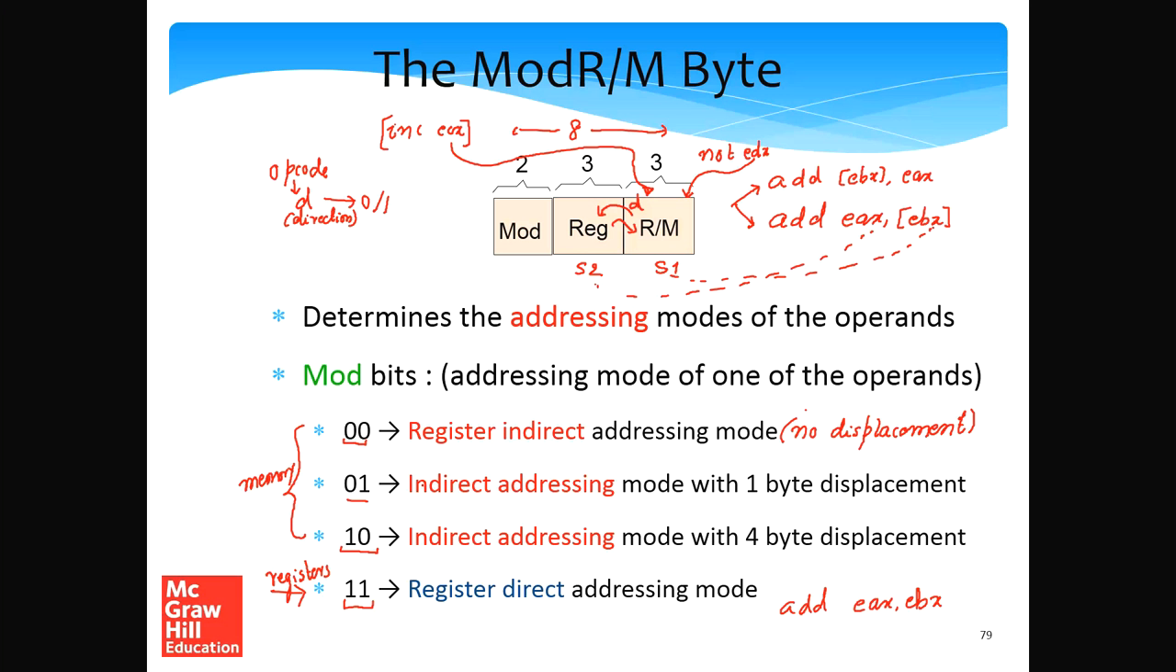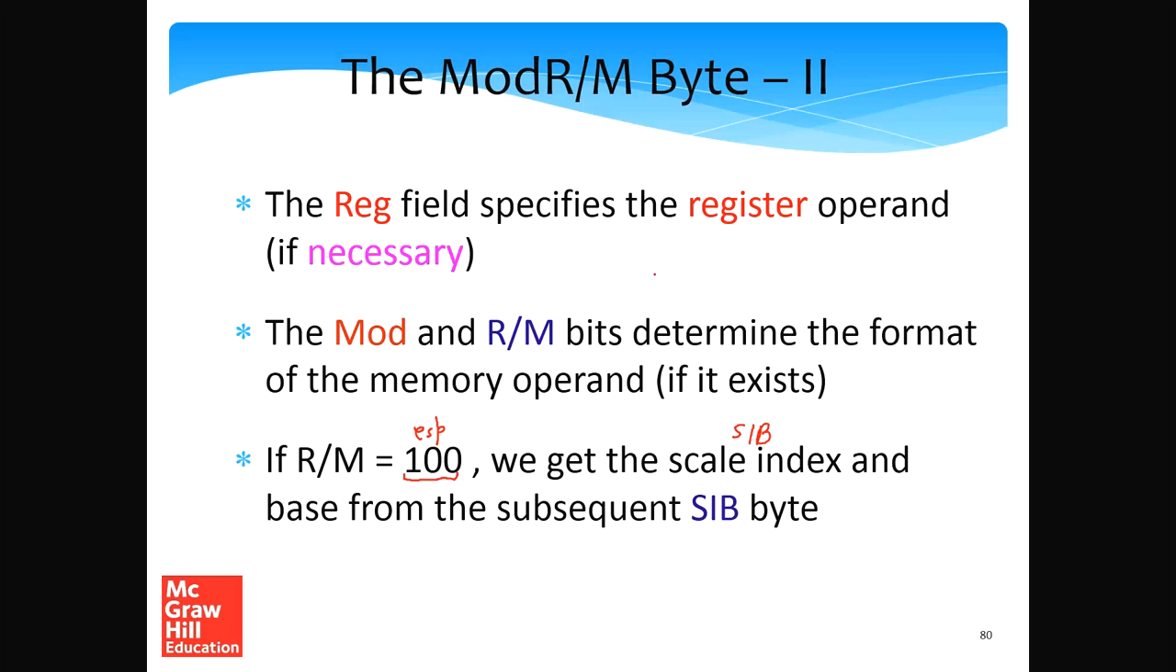So let me repeat. If the R by M bits contain 100, so 100 corresponds to the encoding of the stack pointer. This tells the hardware that an SIB byte follows, so let us ignore this part and look at the contents of the SIB byte. And the SIB byte should encode a memory address of the form with a scale, an index, and a base.